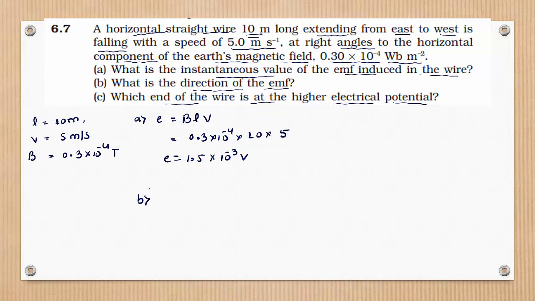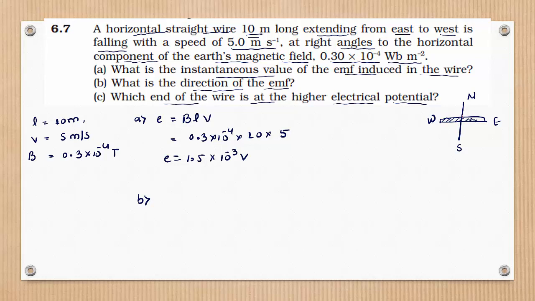Come to the second question. What is the direction of EMF? Yes, we know that Fleming's right hand rule gives the direction of EMF. According to Fleming's right hand rule, the direction of induced EMF is from where to where? Observe the question. A horizontal straight wire extending from east to west. I can take the directions here: north, south, east, west. The horizontal wire is from east to west. In this direction we have to consider the wire.